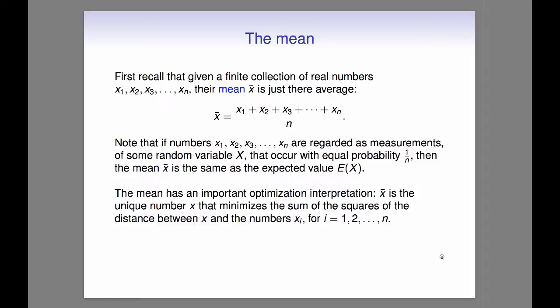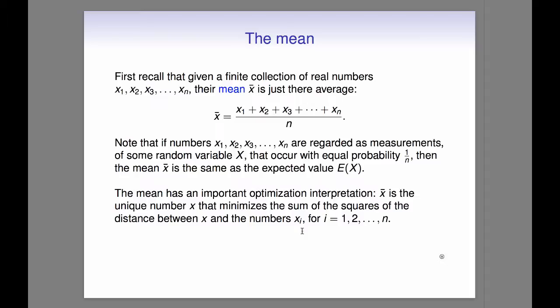But the mean has an important optimization interpretation that's often not explained in basic introductory subjects in probability or statistics. The mean is the unique number that minimizes the sum of squares of the distances from that number to the given numbers xi.